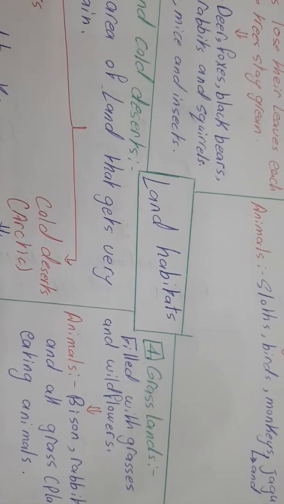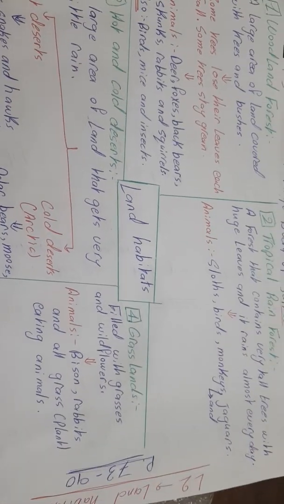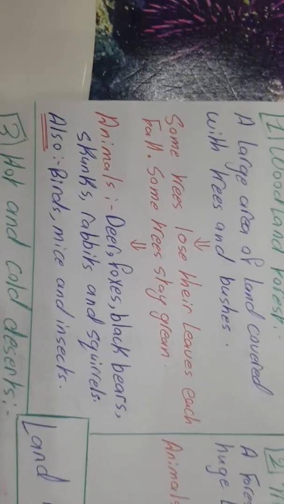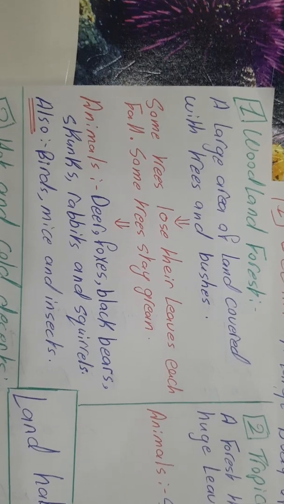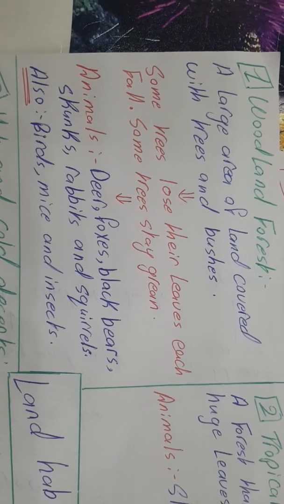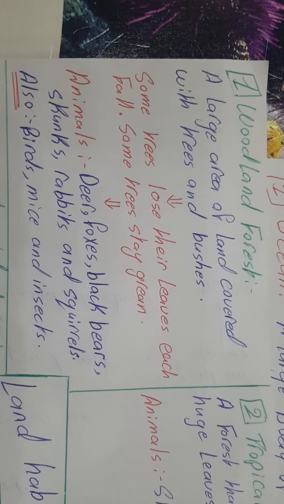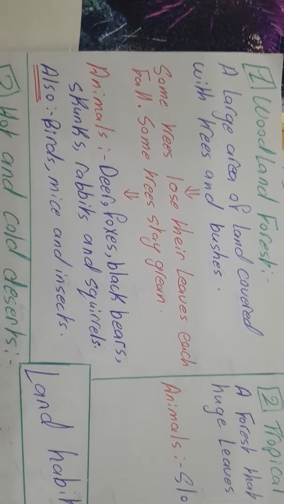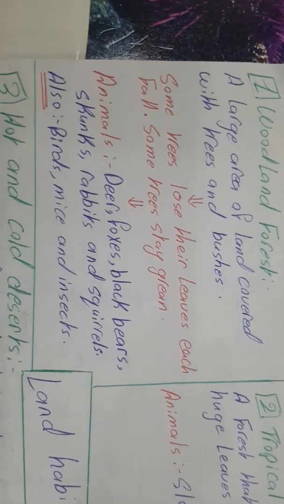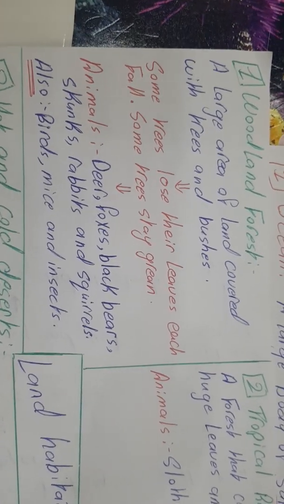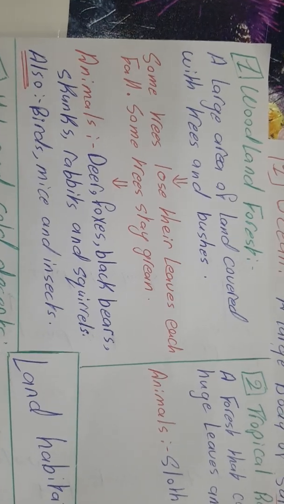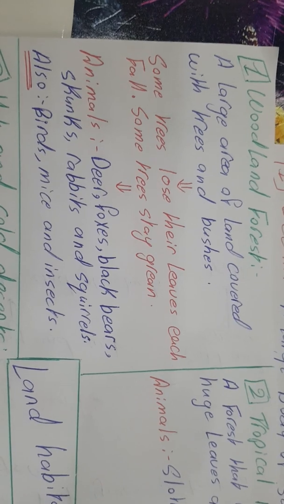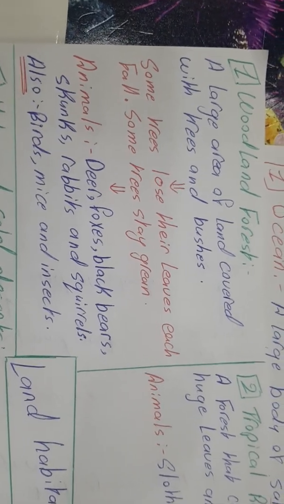Okay, now let's talk more about the next lesson, lesson 2, land habitats. First, woodland forest. It is a large area of land that is covered with trees and bushes. Some trees lose their leaves each fall, and some trees stay green all the year. Which animals live there? And the most important thing in this lesson is the definition of the place and what animals are living there. It is important to know what animals are living in each place.